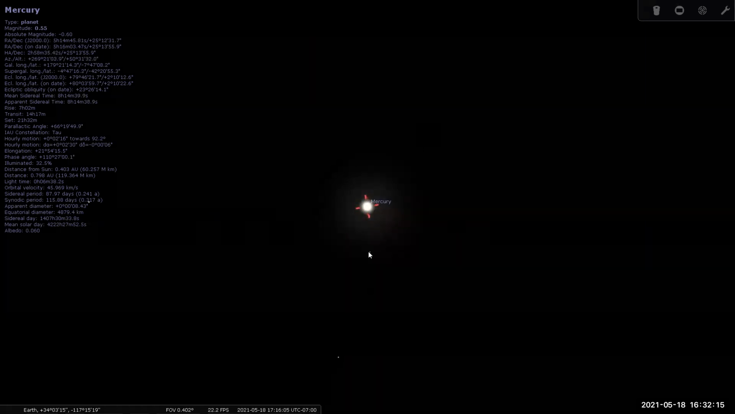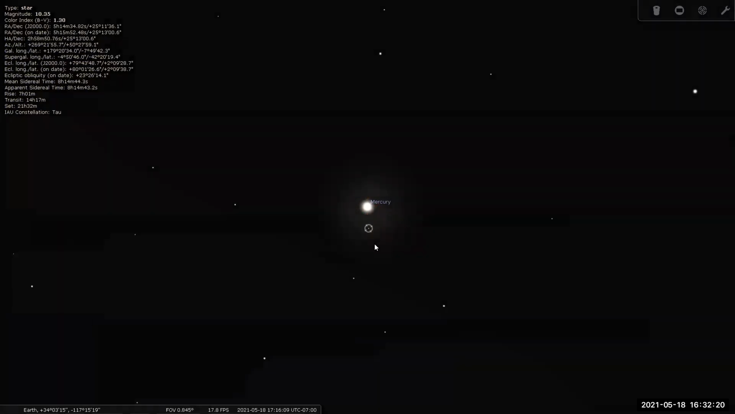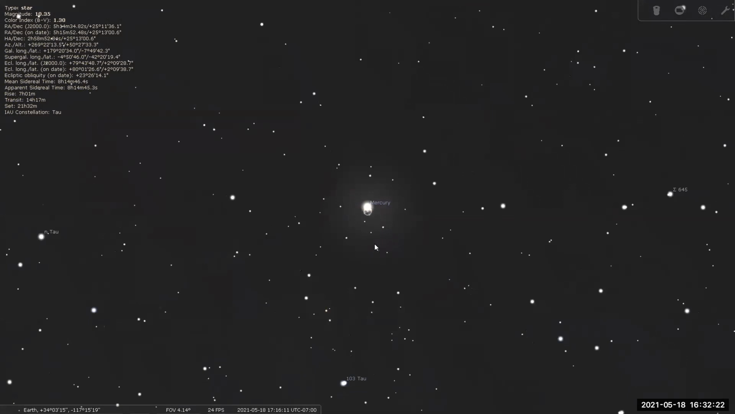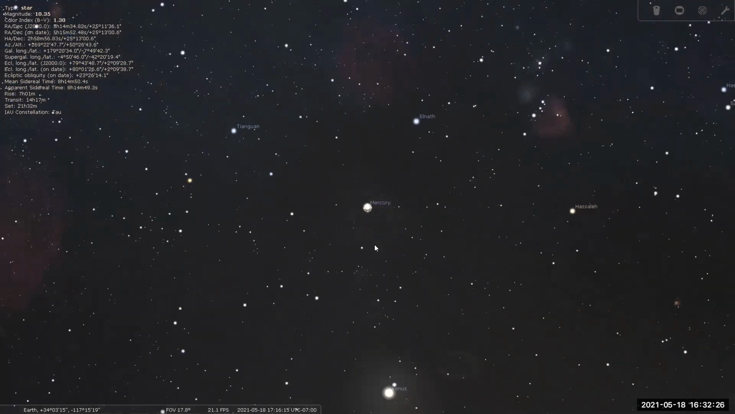If you're looking at this dot, don't worry about it. That's actually a star. Okay? You can clearly see it in here. So it's not a moon, in other words. So this is basically when we zoomed in on it.